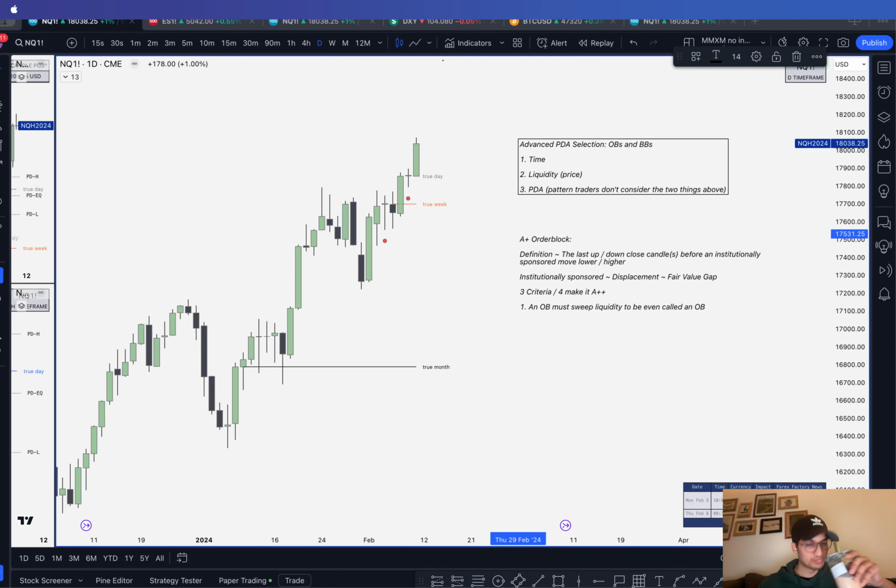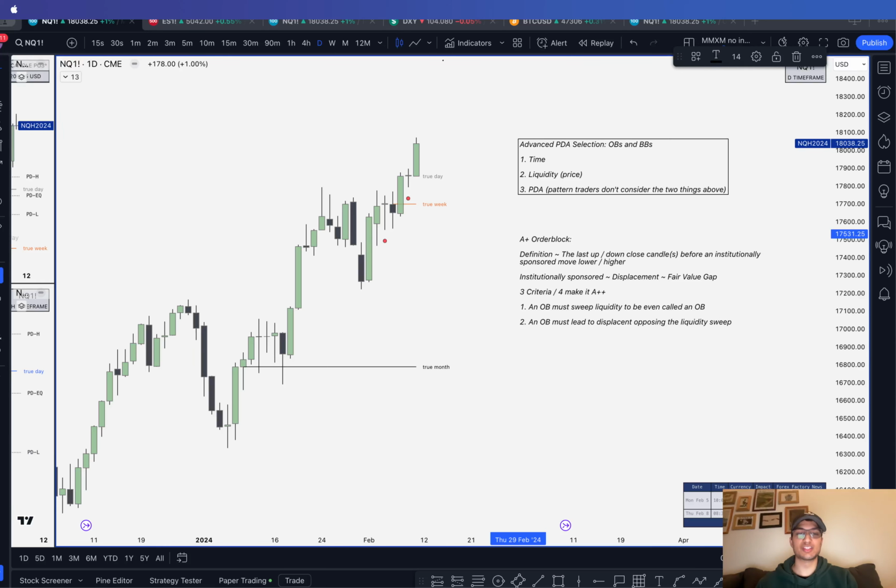Sweep liquidity. If it doesn't, is it an order block? No. What might it be? Propulsion block, vacuum block, this block, that block, whatever you want to call it. Mitigation block, whatever. An order block must sweep liquidity. Two, an order block must lead to displacement opposing the liquidity sweep.